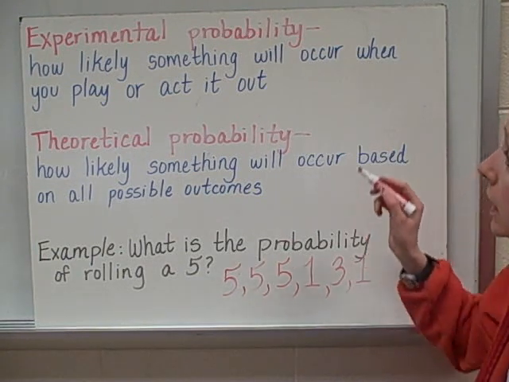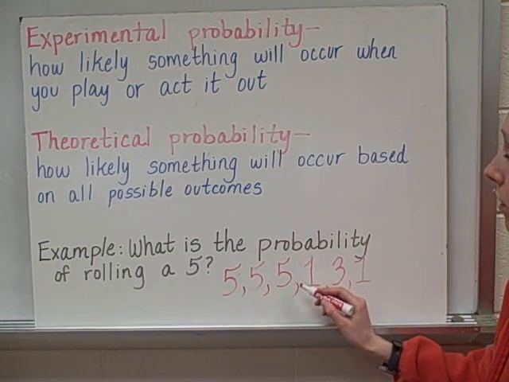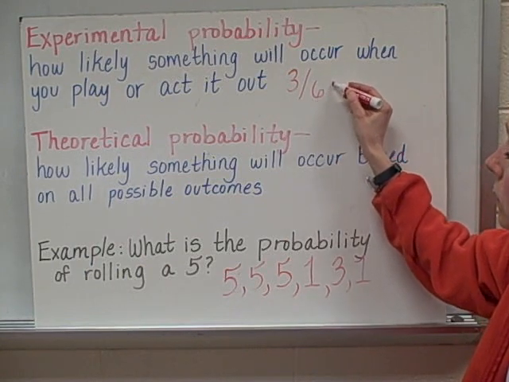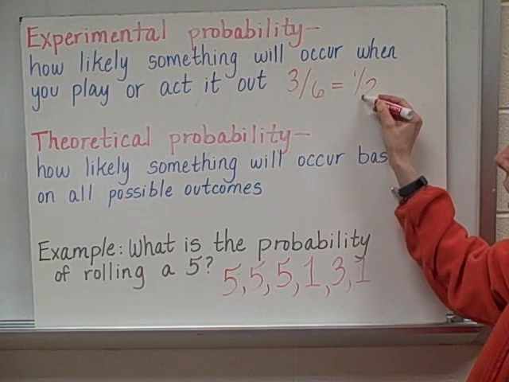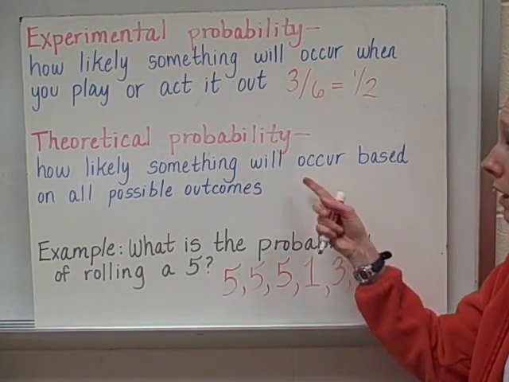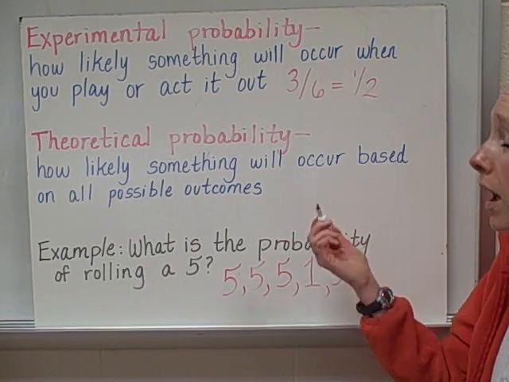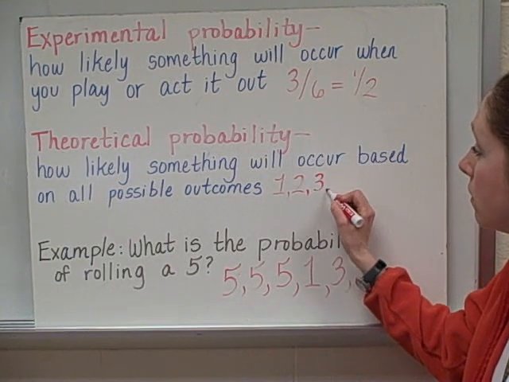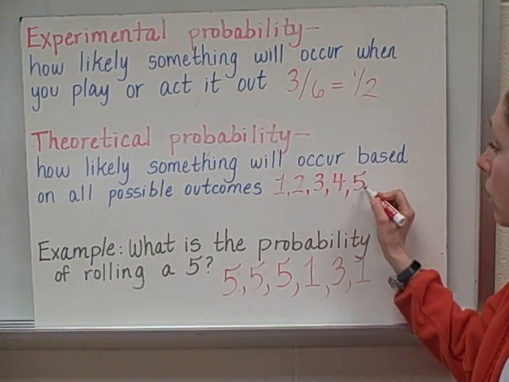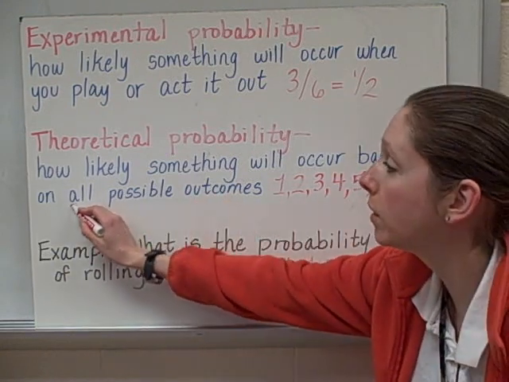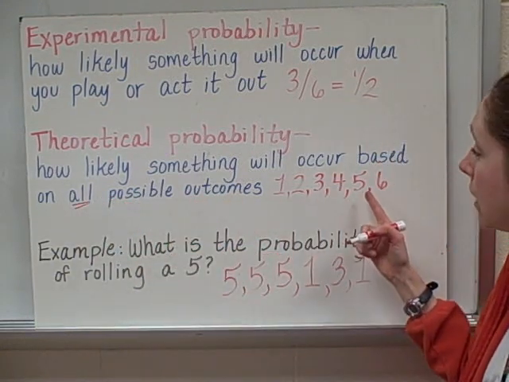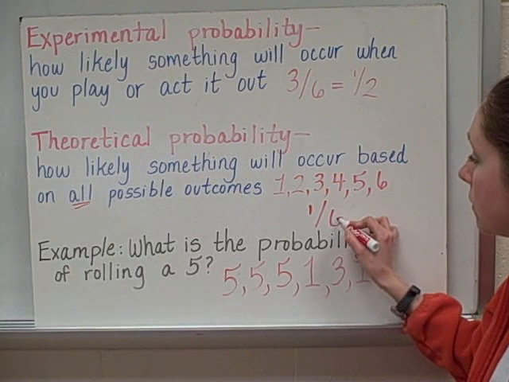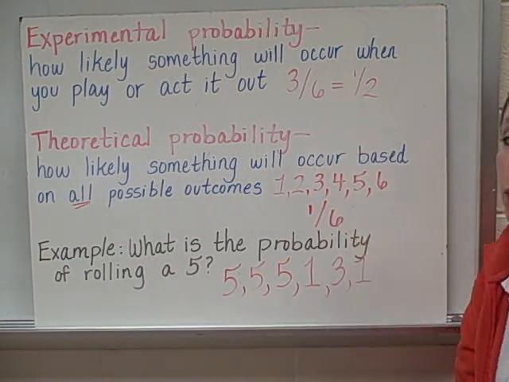So I can see based on my experiment that I got 1, 2, 3 out of 6, or I can reduce that to 1/2. Now, theoretically though, guys, when I'm talking about how likely something will occur based on the outcomes, each chance I could have gotten a 1, 2, 3, 4, 5, or 6. So based on all the possible outcomes, my chance of getting a 5, theoretically, is only 1 out of 6. This time, experimental and theoretical probability were not the same.